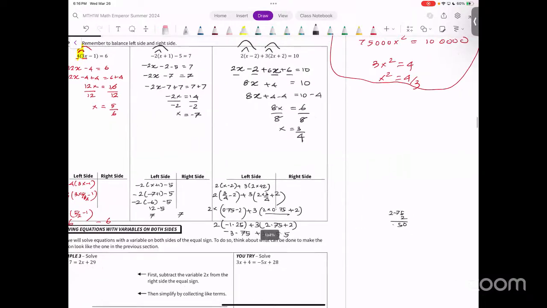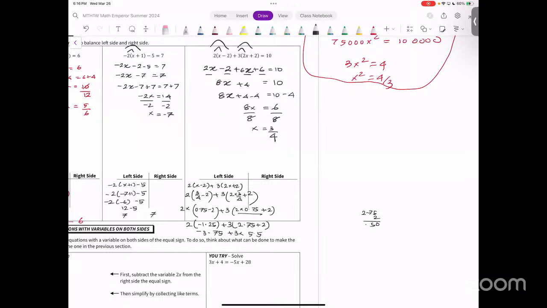Let me double check. Where did I get 4x? 6 correct. Minus 2 plus 6 is 4 correct. 10 correct. 3 over 4. I put 3 over 4 into 2 times x and 3 times 2x plus 2. Let me double check. 0.75 minus 2, that is negative 1.25 plus 3 times 2 times 0.75. Oh, 2 times 0.75 is 1.5. That is 1.5 plus 2. So that is 3.5. That is 3 times 2.